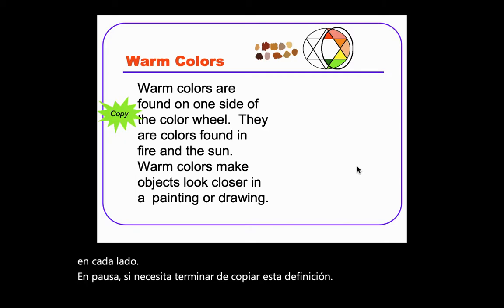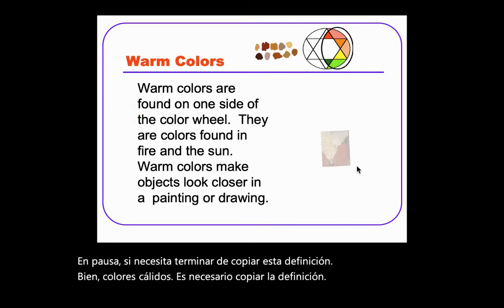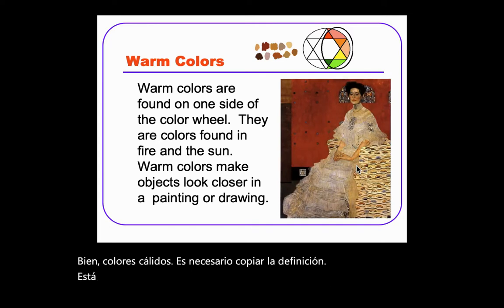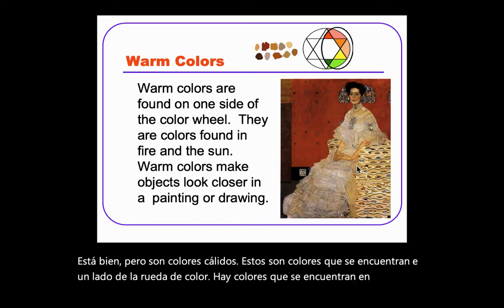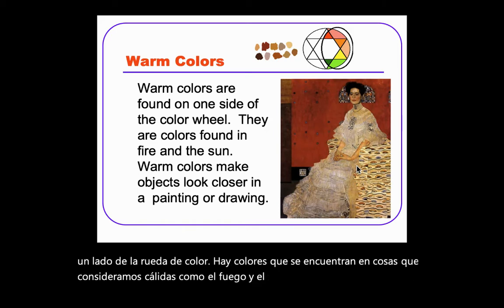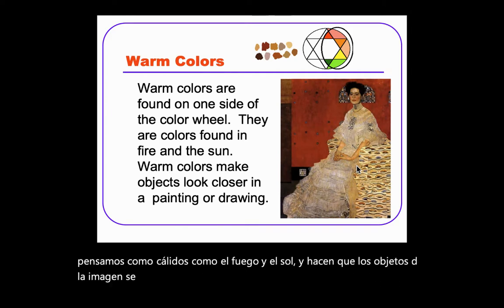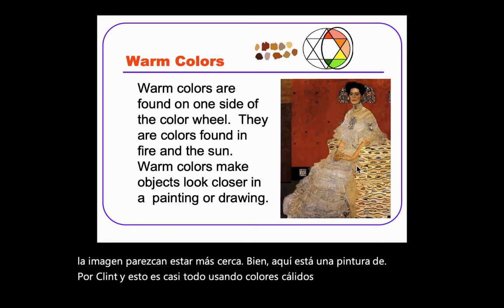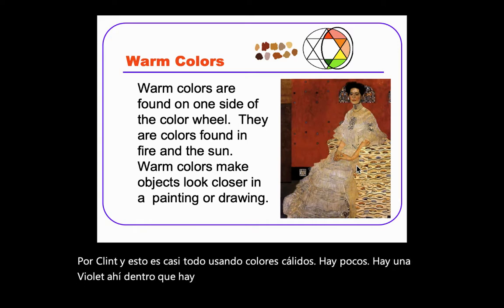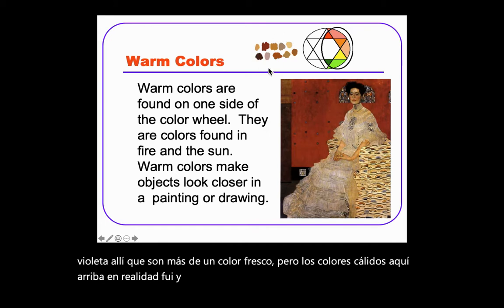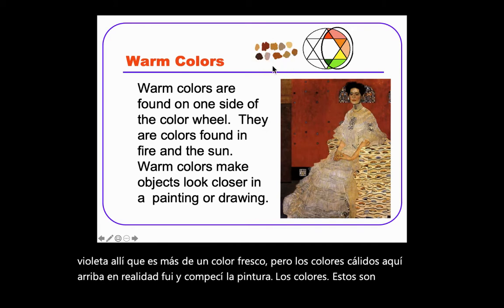Okay, warm colors. You do need to copy the definition. Okay, but our warm colors, these are colors that are found on one side of the color wheel. They're colors that are found in things that we think of as warm, like fire and sun, and they make objects in the picture look like they are closer. Okay, so here, this is a painting by Klimt, and this is almost all using warm colors. There are a few, there's a violet in there, here and there, that are more of a cool color, but the warm colors up here, I actually went and swatched the painting, the colors. These are the colors that are used within this painting.